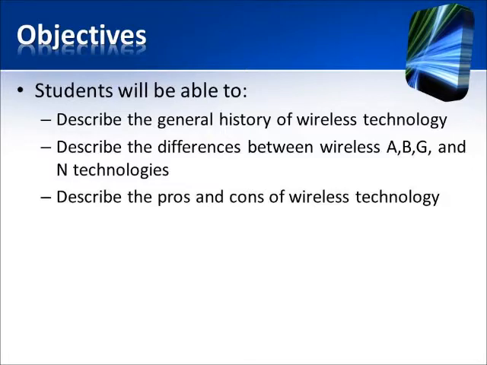Let's take a look at the objectives for today. At the end of the lesson, students will be able to describe the general history of wireless technology, describe the differences between wireless A, B, G, and N technologies, and describe the pros and cons of wireless technology.